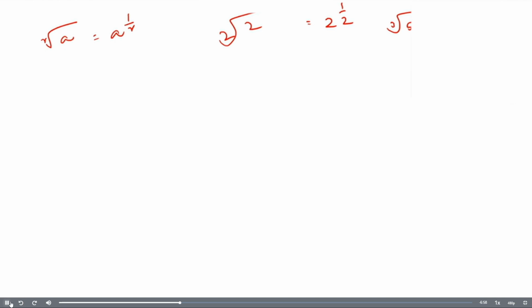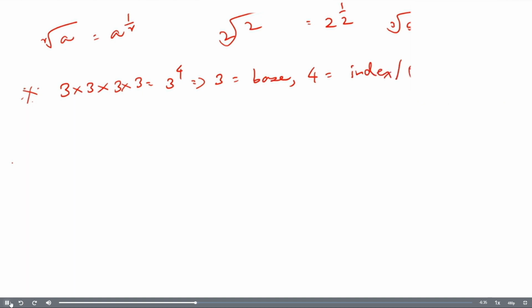Let's take one more example here. 3 into 3 into 3 into 3 is equal to 3 to the power 4, where 3 is the base, and 4 is the index or the power.